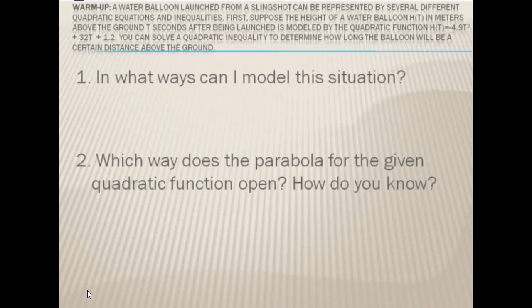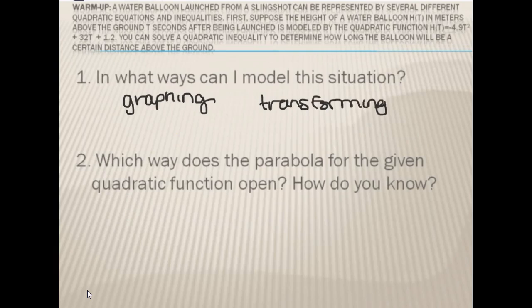In what ways can I model this situation? So we can model the situation in a couple different ways. The most obvious way to model any quadratic situation is by graphing. One of the best ways to model a quadratic situation involving an object's path is graphing. We could also model it by transforming its equation to see the vertex.